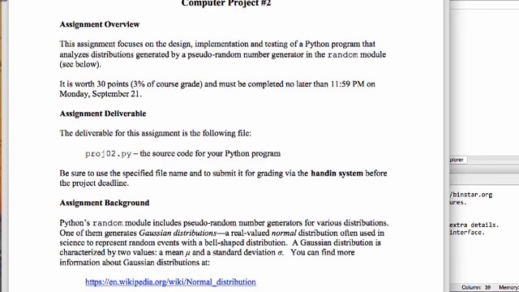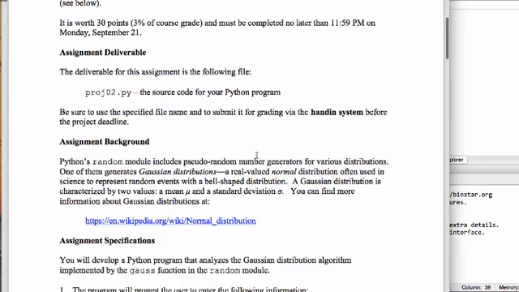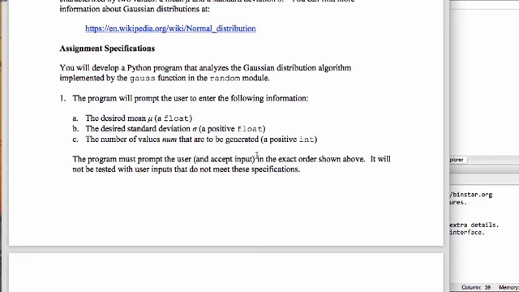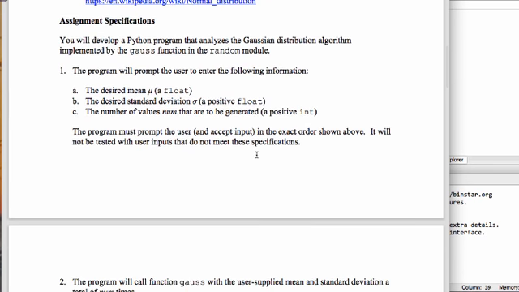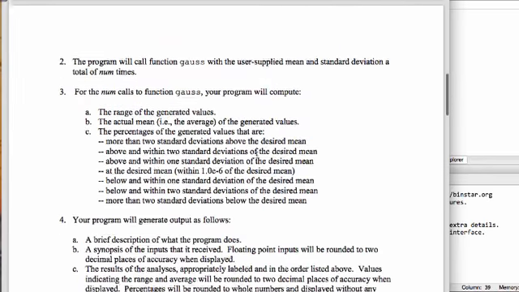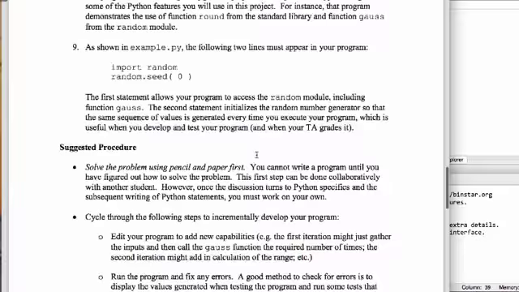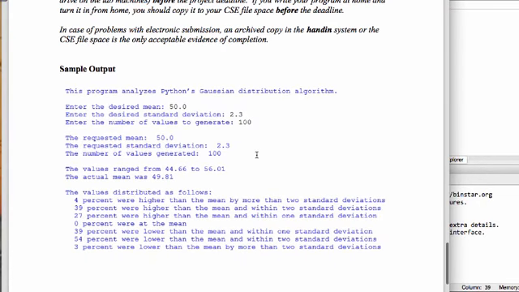Well, we're going to play around with some distributions. We're going to take three inputs: the mean, a standard deviation, and how many values we're going to look at. And then we're going to print out a bunch of values. If you look at the sample output, we prompt for a mean, standard deviation, and how many values, enter those, and we echo them, just print out what we got.